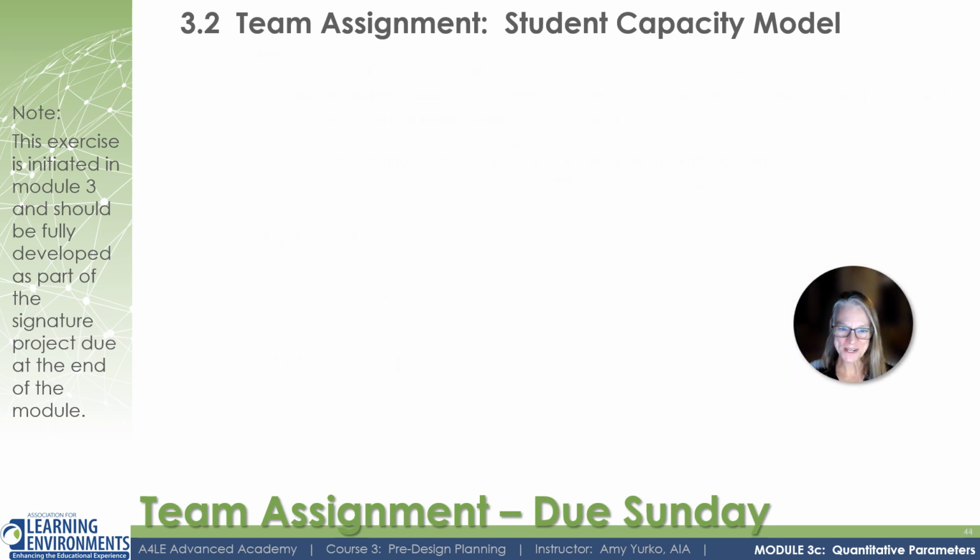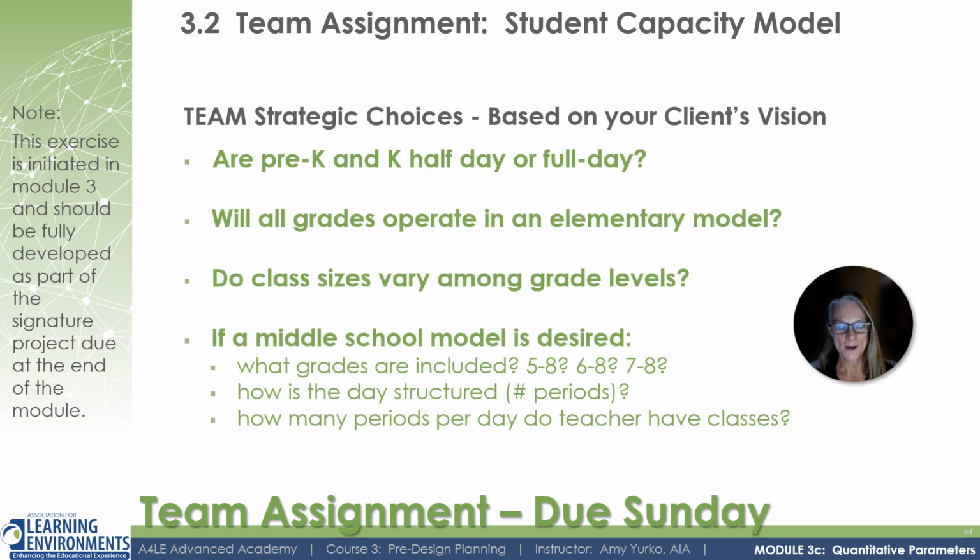Well, in addition to what you already know, there are a few additional items that need to be understood for you to complete this assignment. Since we don't have an actual client, you'll need to use the guiding principles and the vision statements to come up with your team's interpretation of these toggles. I like to call them strategic choices. They're based on your client's vision and strategy for how they will run their programs. And so we'll just go through these one by one.